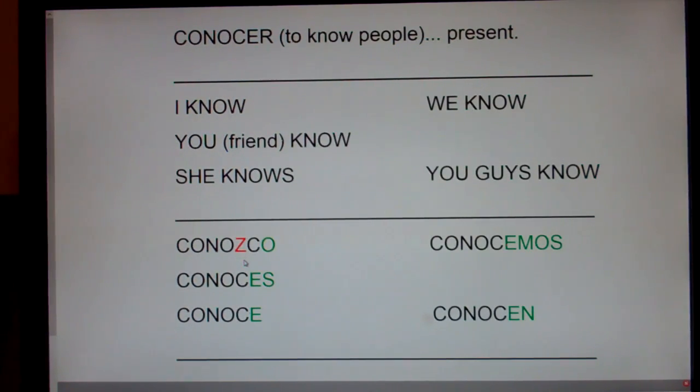What's the only form of ir, ser, and estar that has a Y, the yo form? Now, why is the yo form the most irregular? Because it's used the most. Remember, words and forms of words that are used the most typically tend to be irregular. Now they just stick in a Z.